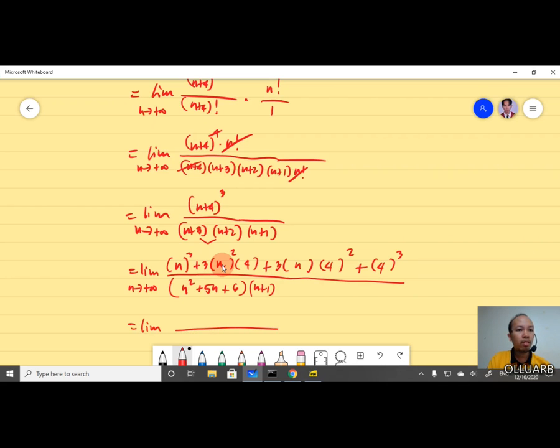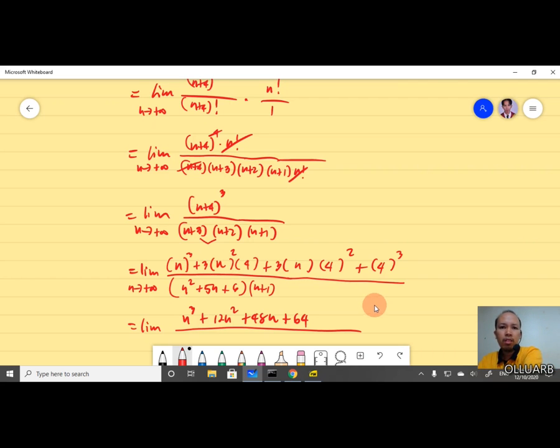So we have n cubed plus 12n squared plus 16 times 3. We have the calculator here. 16 times 3 is 48n, plus 4 cubed, 4 raised to the power of 3, which is 64.